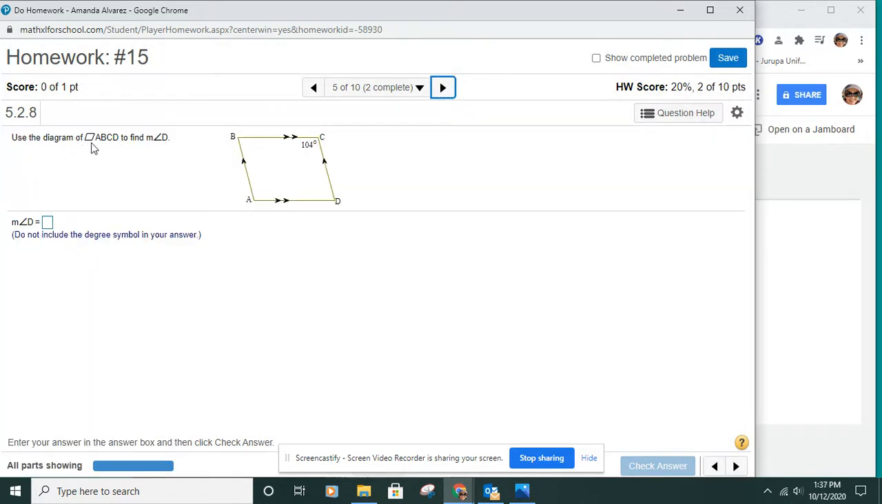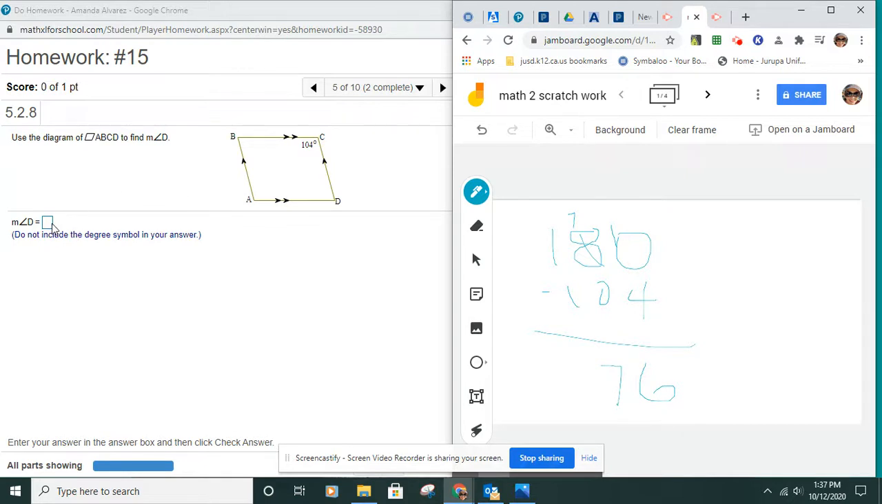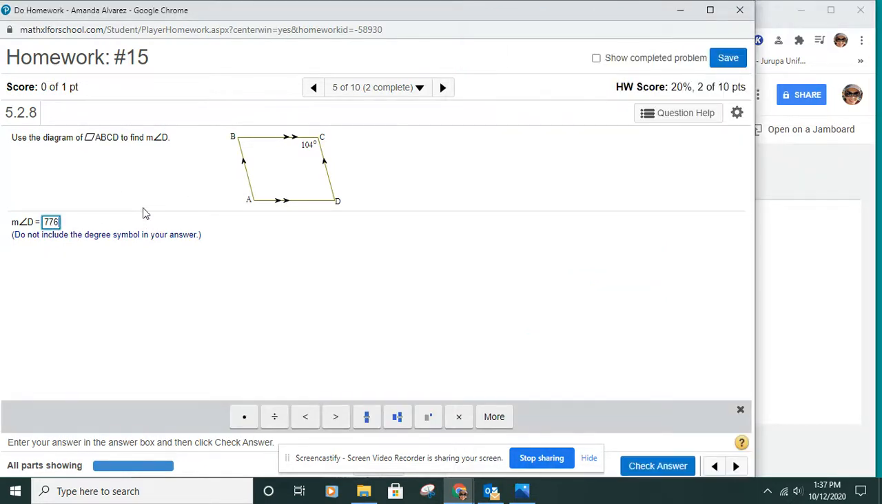Okay, so use a diagram of parallelogram ABCD to find measure of angle D. Measure of angle D. So look at C is given, D is not given. So I need to realize that these are consecutive angles. Go back to my Jamboard, and I would do, they're consecutive angles, so I have to do 180 minus the given angle 104. And then borrow and work it out. So I get 76. So I'm going to check and see if that's right. 76.